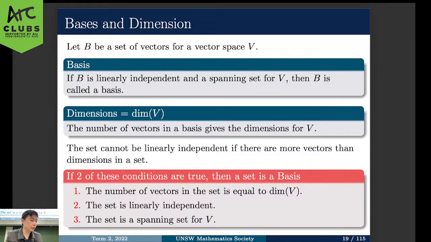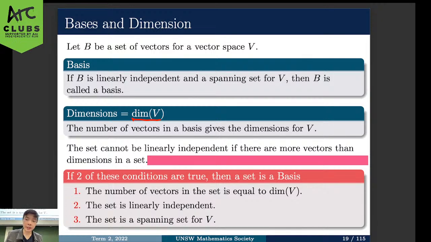So that would make it so that B is called a basis. And dimensions are actually defined by the number of vectors that a basis has for a given vector space V, and it's usually denoted by dim and then V.